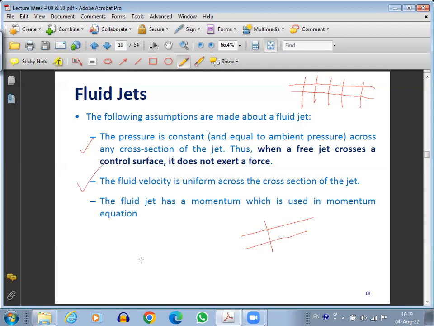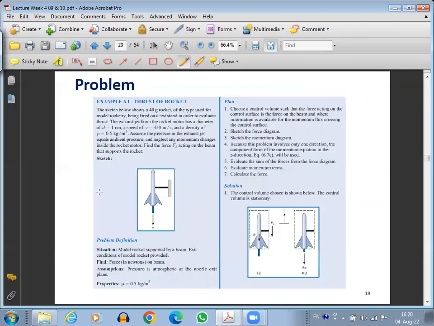The third assumption is that the fluid jet has a momentum which is used in the momentum equation. Yeah, this is a general thing. So let's start solving some problems related to it.